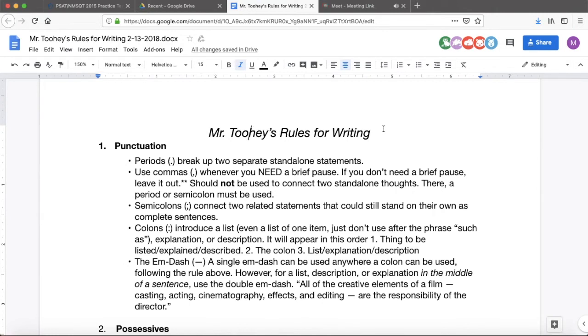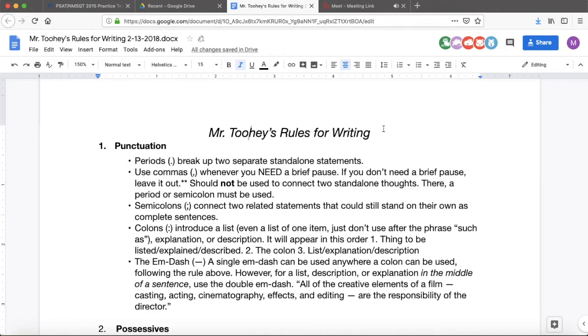Yeah? Okay, good. Let me give you an example. Like that second sentence, right? If you don't need a brief pause, right, we see a comma there, leave it out, right? There's got to be a pause there. You can't say, if you don't need a brief pause leave it out. There's got to be a little bit of a break there. If you don't need a brief pause, leave it out.